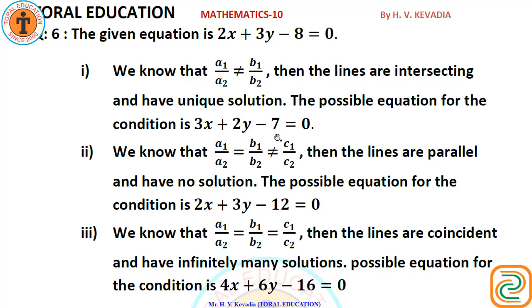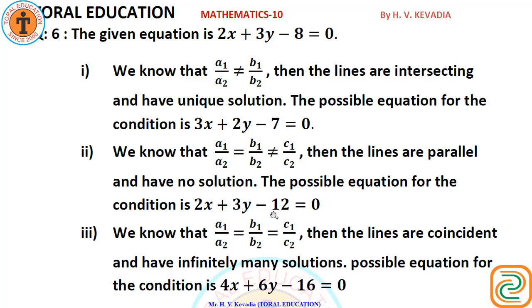We have this equation. Second condition is parallel lines. We know that a1 upon a2 equals b1 upon b2 is not equal to c1 upon c2. Then the lines are parallel and have no solution. The possible equation is, here is equation 2x plus 3y minus 8. So we will write 2x plus 3y. We can also write 4x plus 6y. We can also write minus 2x minus 3y. But it is not equal to c1 upon c2.